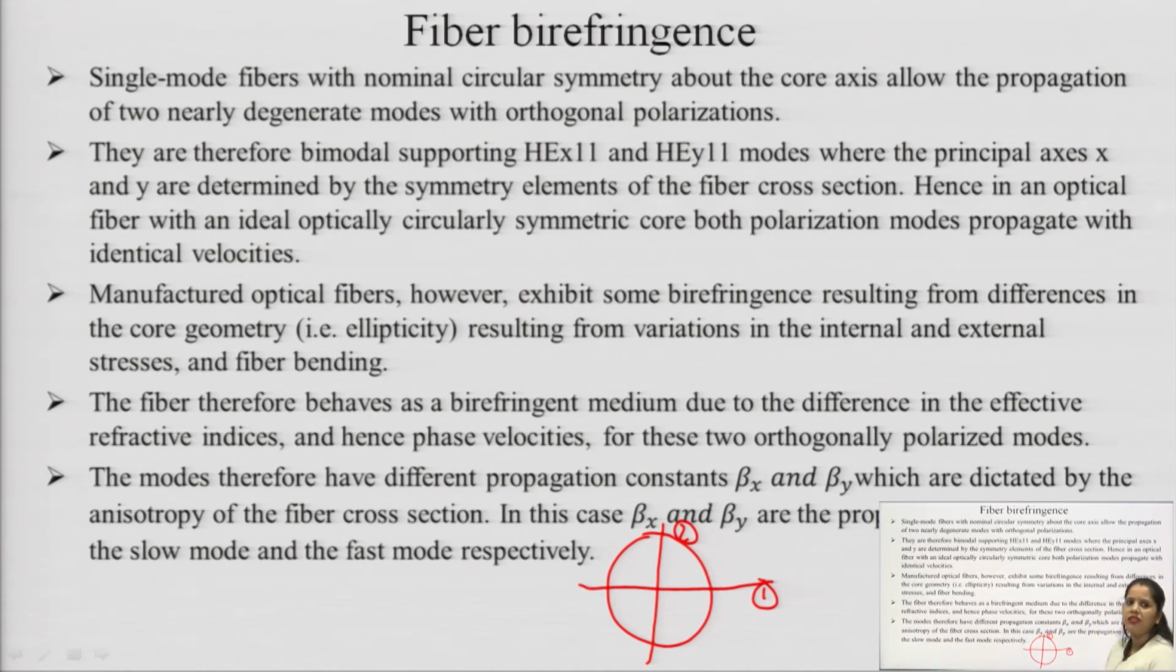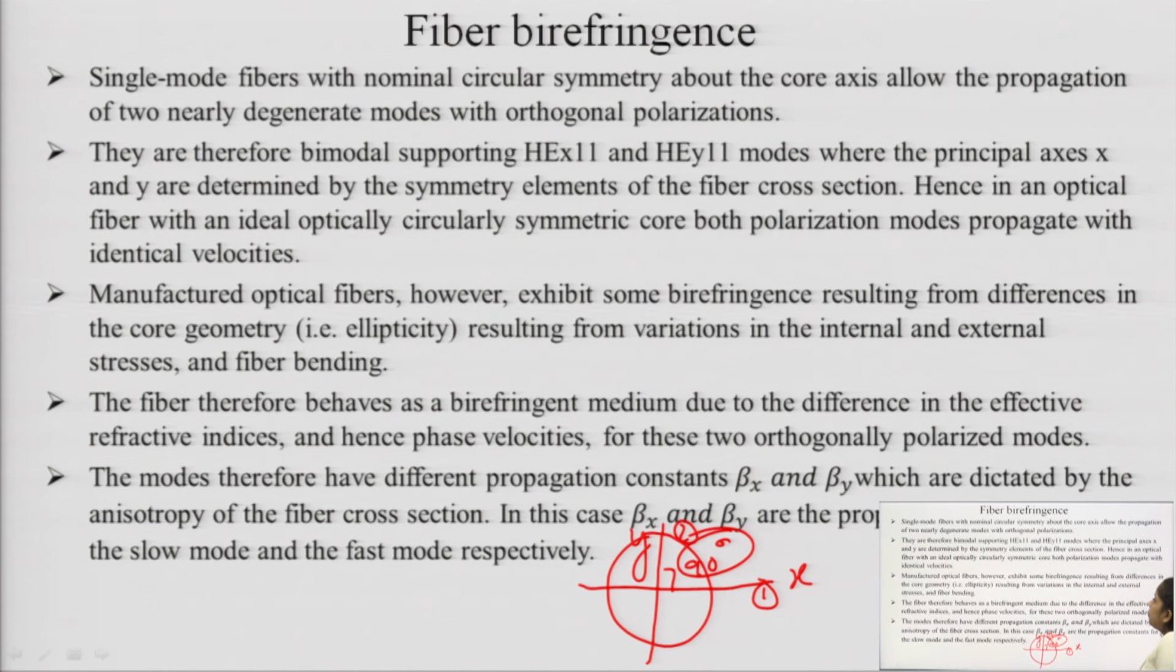Degenerate modes are those modes which have similar properties with orthogonal polarization. Orthogonal polarization means they have a 90-degree difference in their polarization state. If one is travelling in the x direction, then the other is travelling in the y direction. So, it is talking about the circular symmetry. Now, can we say that circular symmetry always exists?